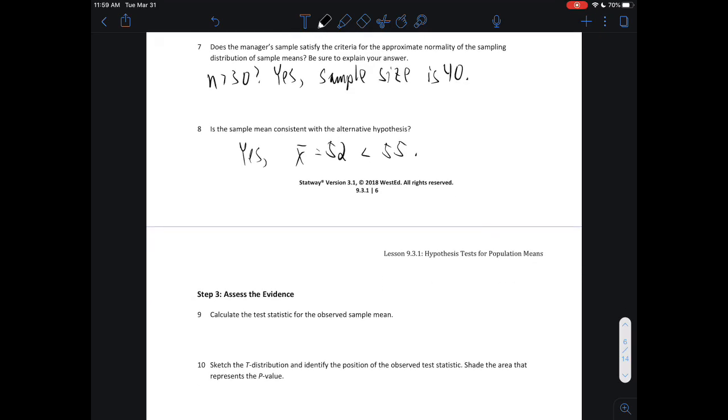Number 9, calculate the test statistic for the observed sample mean. So here we were already given what the sample mean and sample standard deviation were. So putting that all together, sample mean 52 minus assumed population mean 55 divided by the sample standard deviation 10 divided by the square root of sample size, which is 40, and that would give us approximately negative 1.898. We get a negative t-score because our sample mean is below the assumed population mean.